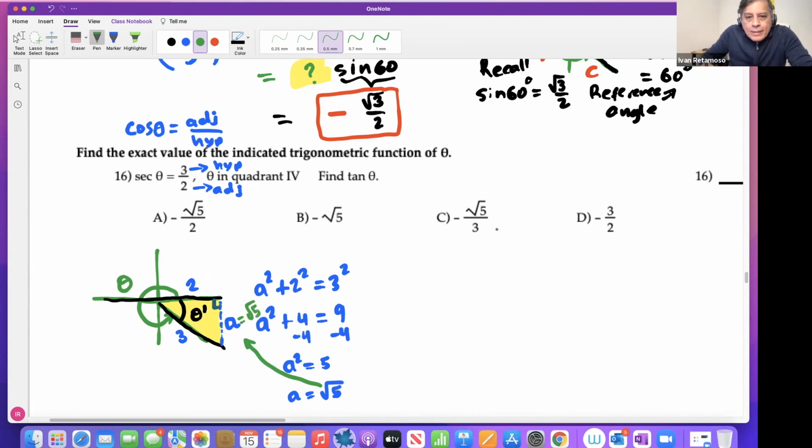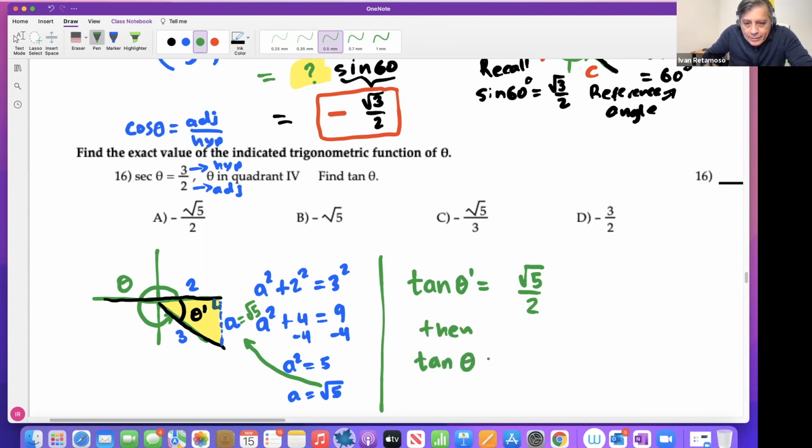So now I can find tangent of theta, but first tangent of theta prime, the tangent of the reference angle. Tangent of the reference angle will be this guy, square root of 5, opposite, over adjacent 2. But then the tangent of the actual angle will have the same value, square root of 5 over 2, but perhaps the sign is not the same. So the sign we have to figure out. What is the sign of tangent of theta in the fourth quadrant?